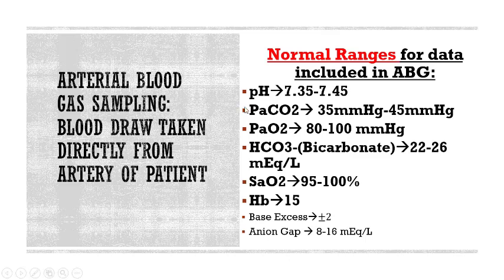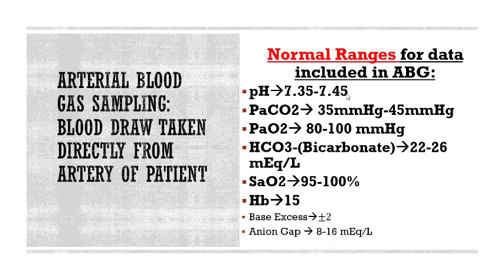So this first slide is just going through the normal ranges for all the data that's included in a blood gas. So it's always reported in the same order. So you're going to start with your pH. That's always going to be the first number that you see. The normal range for pH is 7.35 to 7.45.